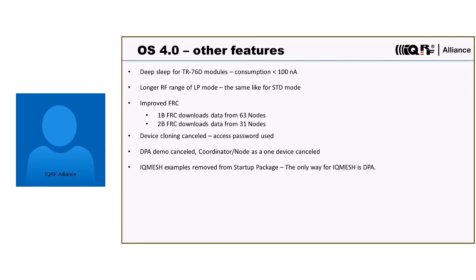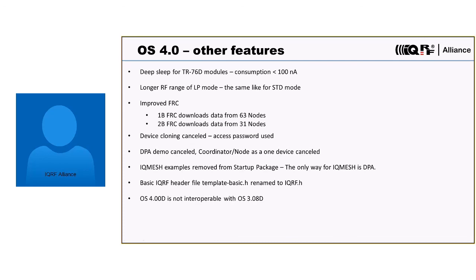Also, as of now, we don't support mesh networking without using the DPA. The DPA is the only thing that we support if you want to use a mesh network. We took the IQ mesh example out of the startup package, and no one actually uses it at this time. For the programmers, a good note is that we changed the IQRF header file. So there's a change of the name. If you already have a custom handler written in C language, you have to change this header file.